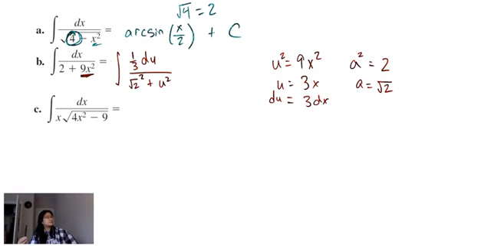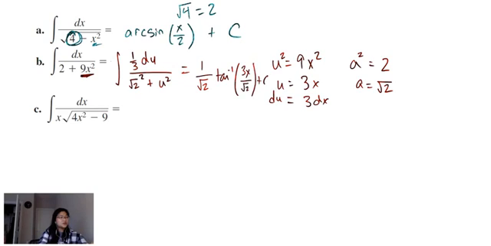So, what should we do? Well, in our pocket, we have arctangent, right? So this is going to be arctangent and 1 over a, right? So 1 over a is 1 over root 2. Arctangent of u over a, which is 3x over root 2, plus c.